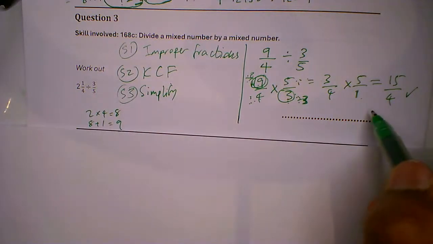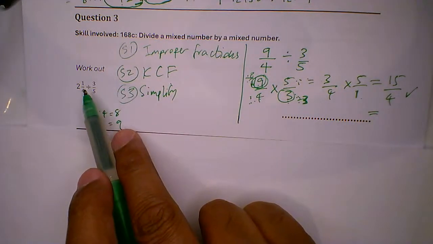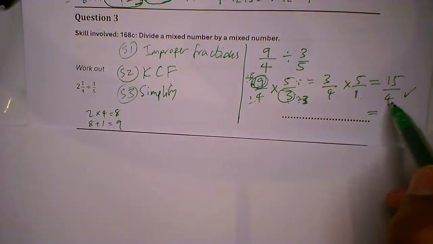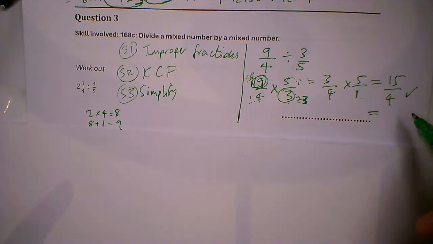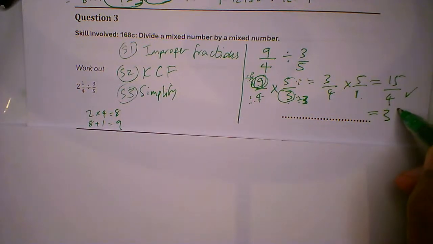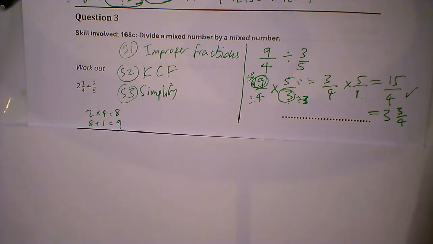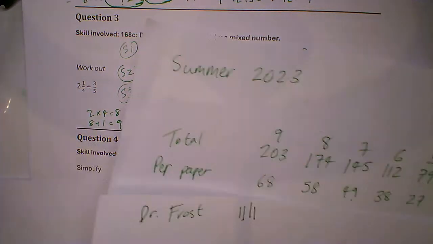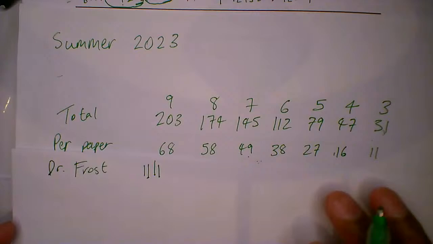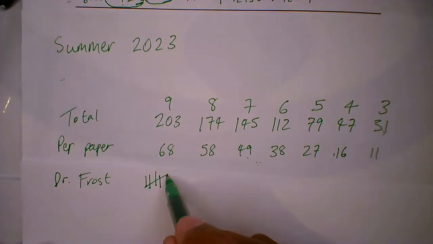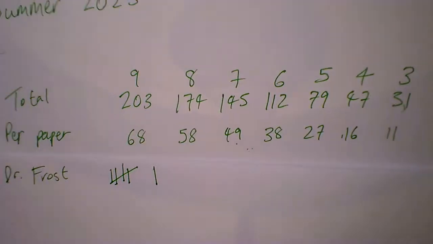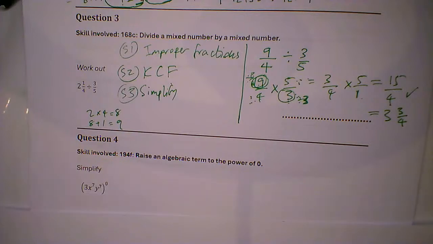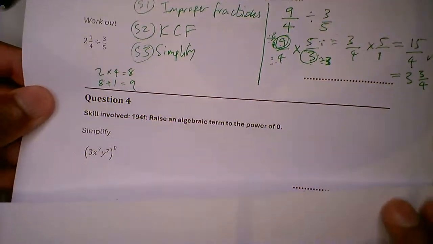If we did need to simplify or change it back to a mixed number, then how many 4s go into 15? 4, 8, 12. That's 3 times, remainder 3 over 4. So usually that would be a 2-mark question as well. So let's add that to our tally. 1, 2 marks. So we've banked 6 marks so far. Let's go to question number 4.